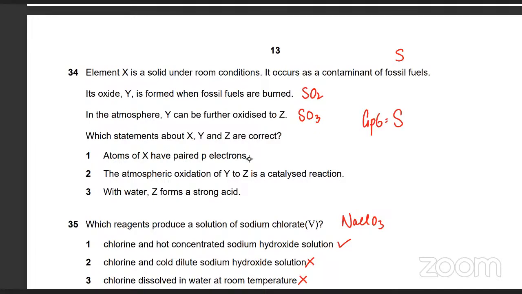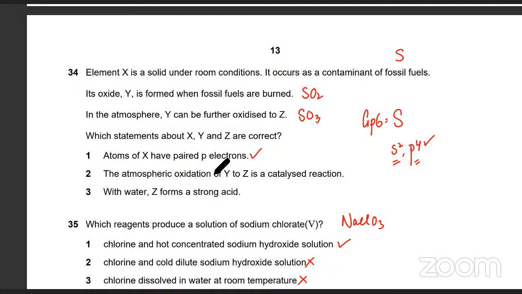So if sulfur is in group 6, what's the outer electronic configuration? It's going to be s2 p4. It's 16 electrons, so you can write the whole electronic configuration, but any element in group 6 is going to be s2 p4. p4 means that one of the p orbitals is going to be paired. So atoms of X have paired p electrons. That is true. At least one of them is paired.